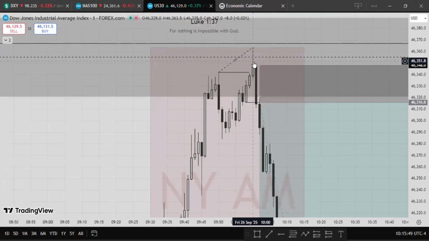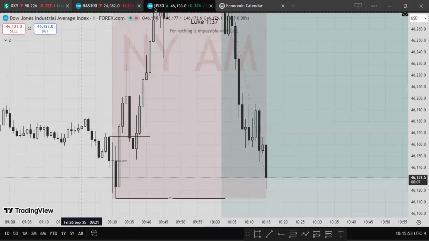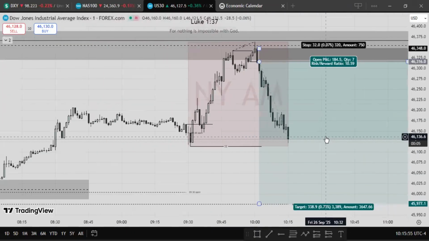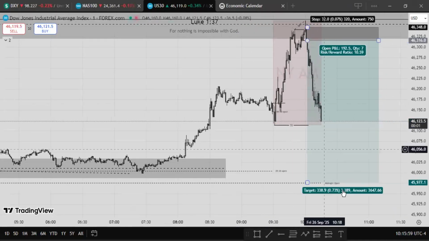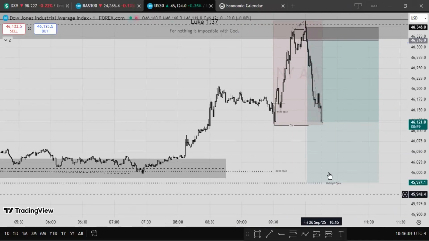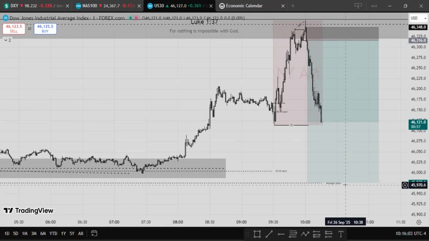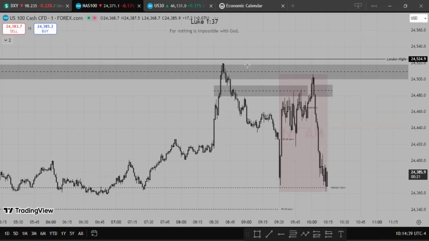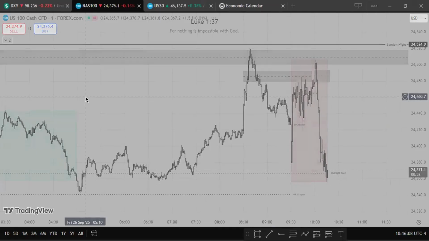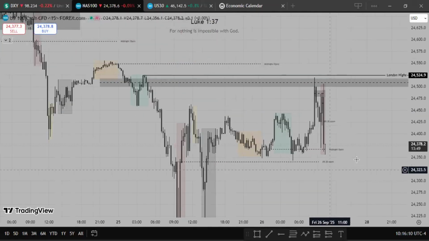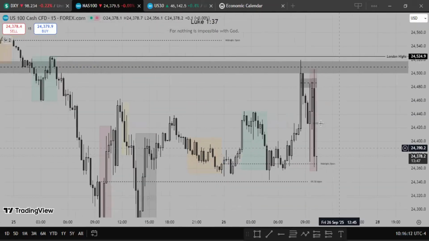So we had a nice strong closure below, and then as soon as we pulled back in there, I took my trade. And then I'm gonna take partials as soon as we get to this low, and then I wanna hold for the midnight open. As you can see here, Nasdaq took that midnight open. So yeah, now it can do whatever.